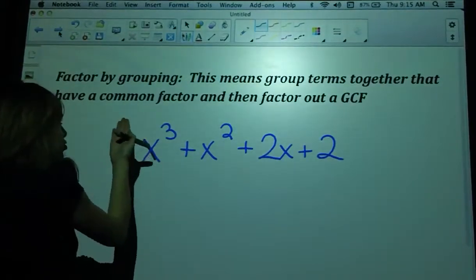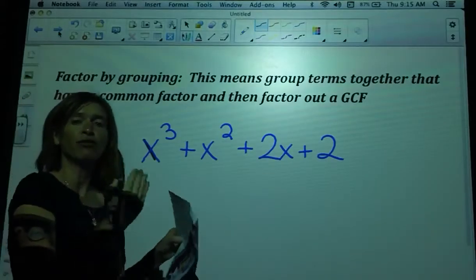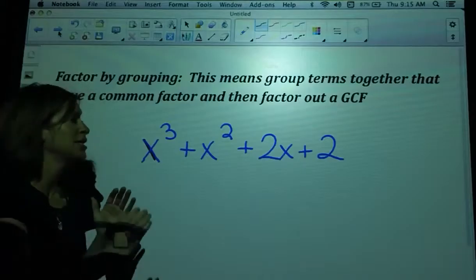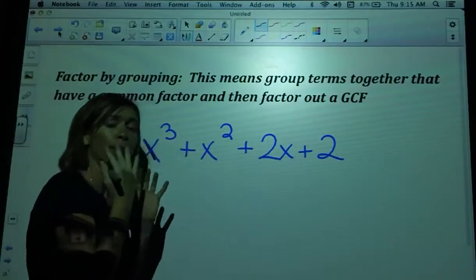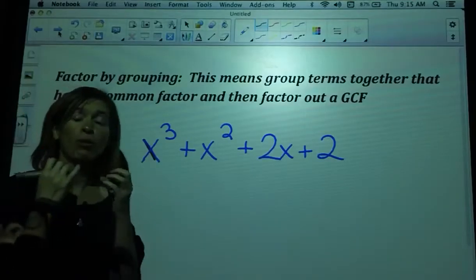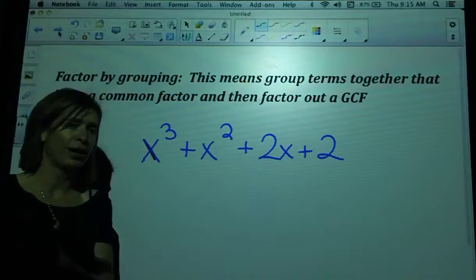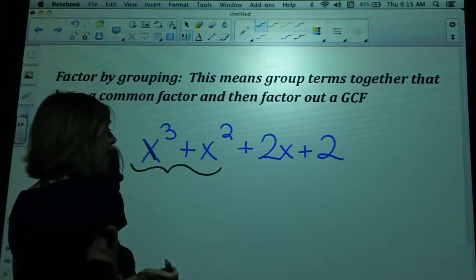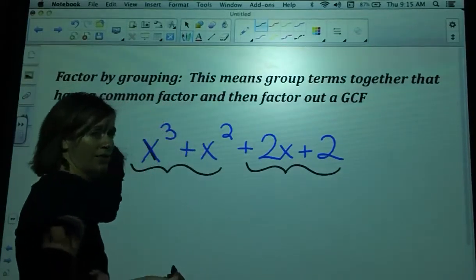All right, so now factor by grouping. I look at this and I see 4 terms. If you're given 4 terms, right now, the only way you're going to learn how to do this is to factor it by grouping. So grouping means group together pairs of things, or more than that, that have a common factor or a pattern you recognize. So I looked at it and thought, okay, x cubed and x squared have a common factor, and 2x plus 2 have a common factor.